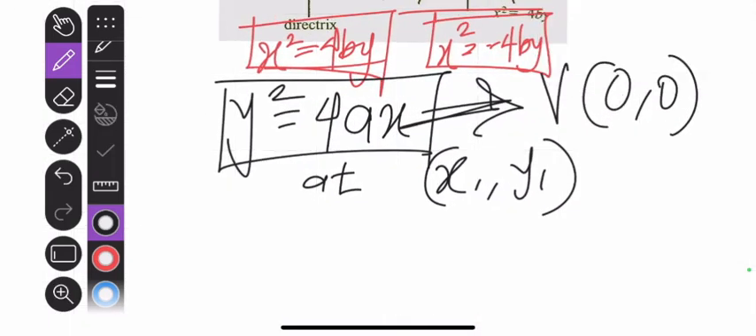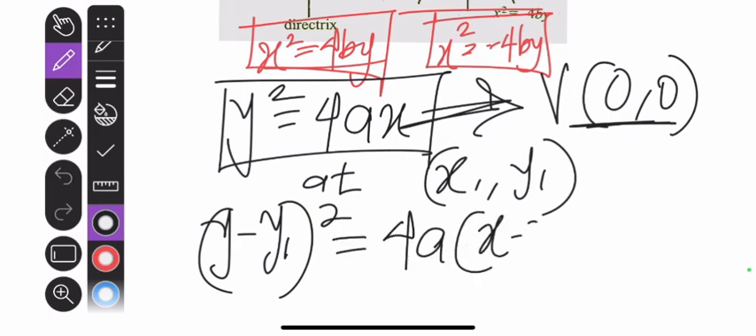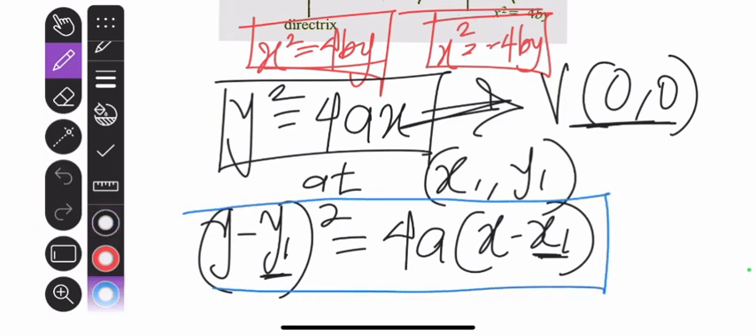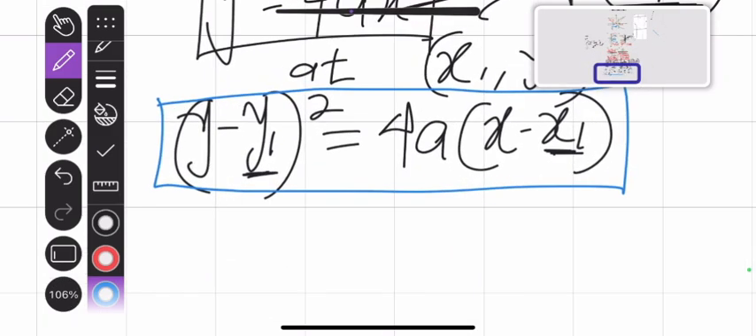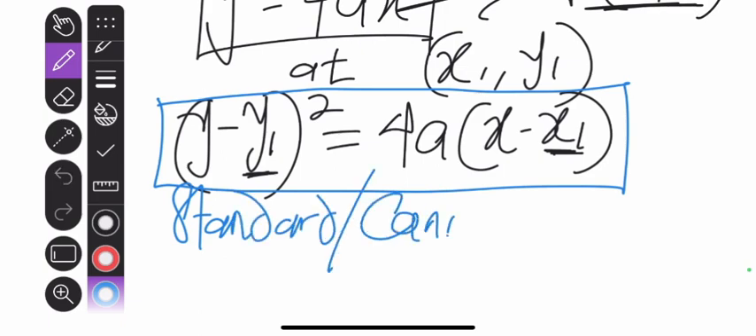But if it is not at the origin, then the equation becomes (y minus y1) all squared equals 4a times (x minus x1). So it could be at any point on the Cartesian coordinate system. That's why we have this as the canonical form, or standard form, of a parabolic equation. So let me write it. This is known as the standard or canonical form.